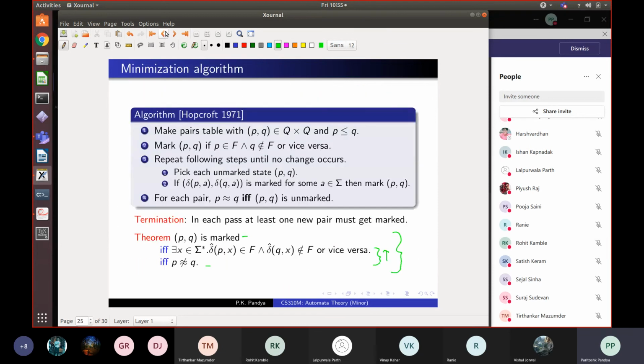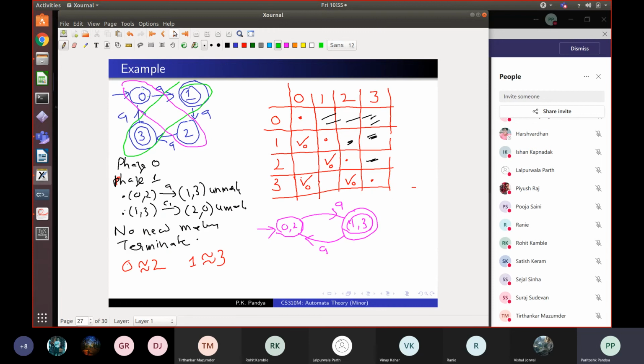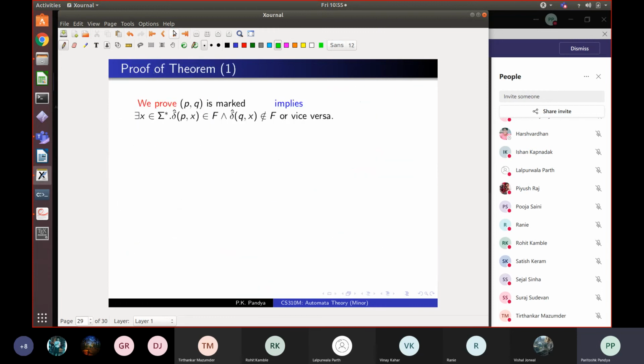Now, there was the proof to be done, which is that if PQ is marked, then P is not equivalent to Q, and if P is not equivalent to Q, PQ will get marked. Although we only consider a finite number of steps, somehow if two things are not equivalent, they will eventually get marked. This is the theorem of Hopcroft, and we need to give a proof of that.